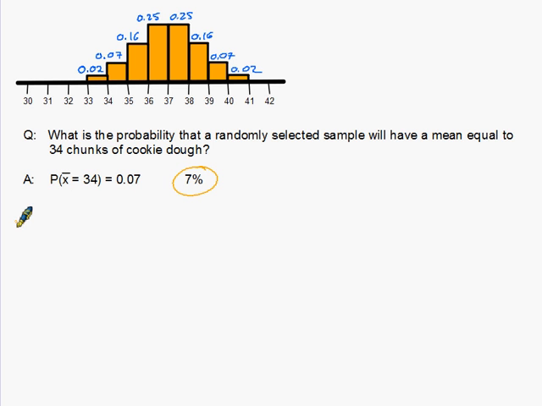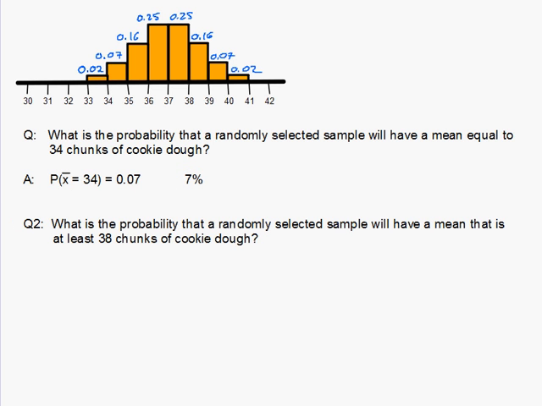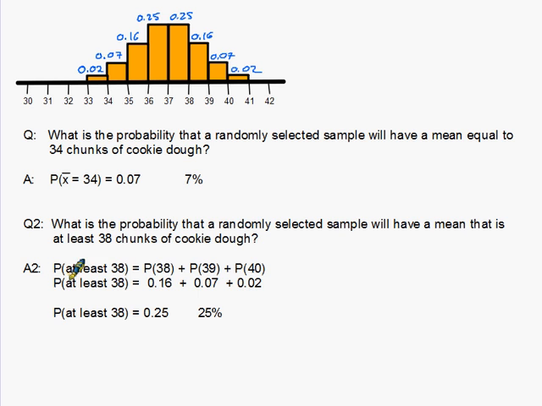We can, of course, ask, what's the probability of a randomly selected sample that will have a mean that is at least 38 chunks of cookie dough, right? The whole at least thing. Well, we've done that before. It's going to be 38, 39, and 40. There is nothing past 40. So you add them together, and probability is 25%. That's really the basics of sampling distributions.